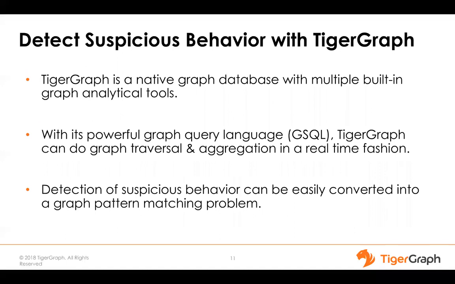So why do you want to use TigerGraph? TigerGraph is a native graph database with multiple built-in graph analytic tools. So we have the shortest paths, all paths, those built-in algorithms, and you can use them to find some regular patterns. And also we have the GSQL language. It's a powerful graph query language. It can do graph traversal and aggregation at the same time, also running in real-time fashion.